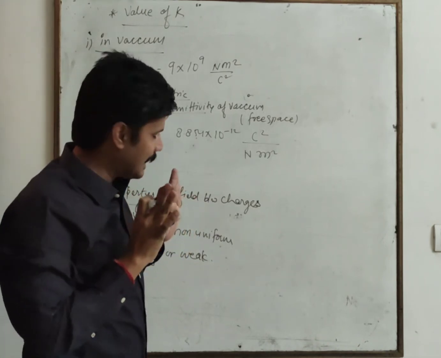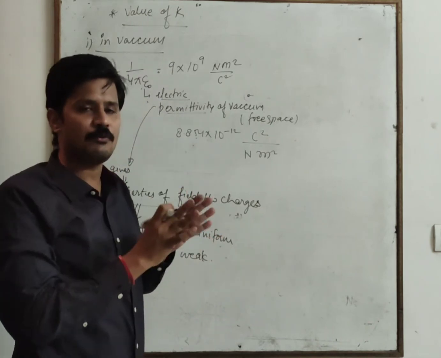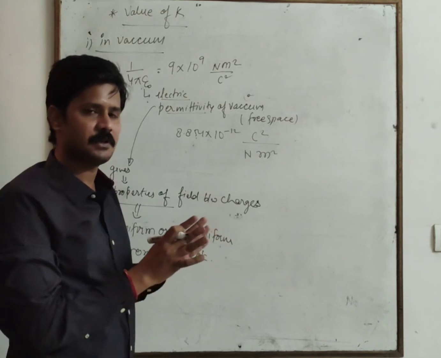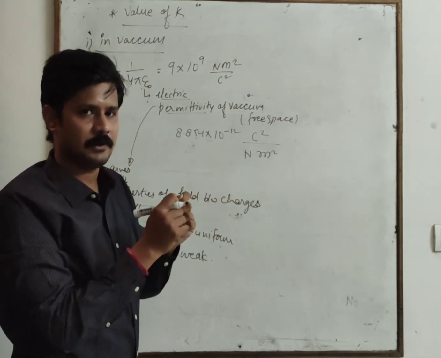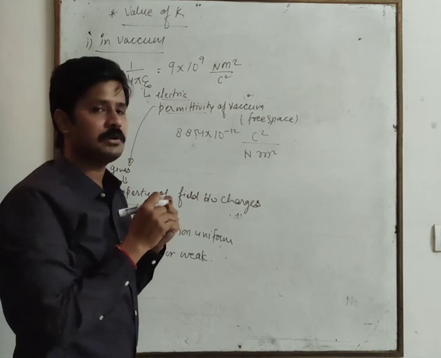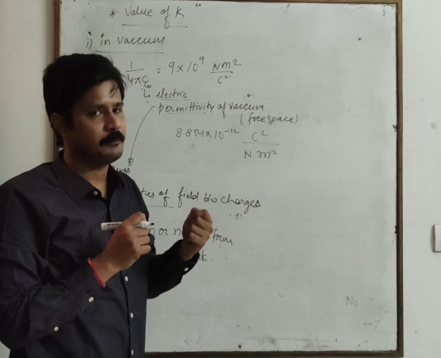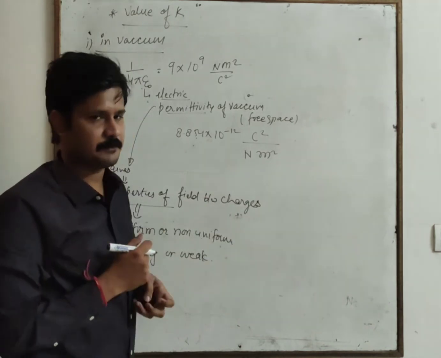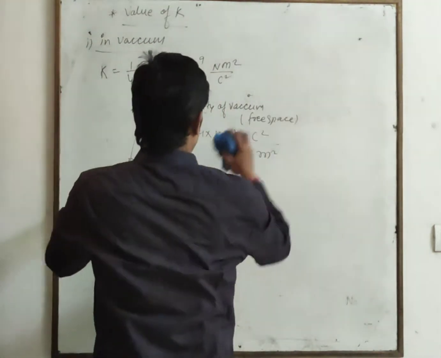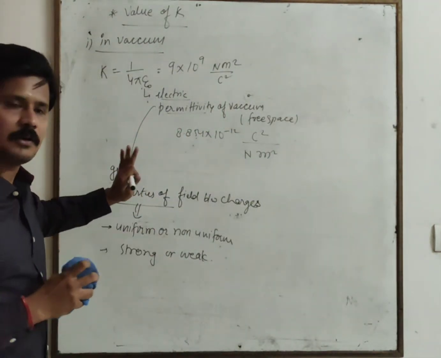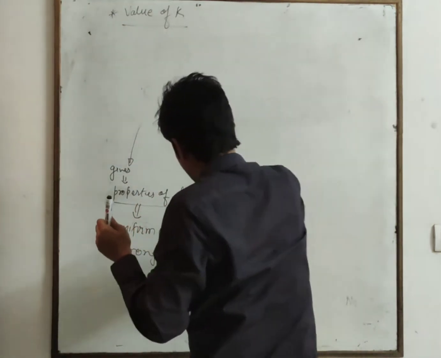Now in this lecture we know the meaning of electric permittivity, it gives the properties of field. It means it tells about the field properties between charges. Understand? Now value of K in medium. Got it? Now we discuss in medium. The value of K in medium.